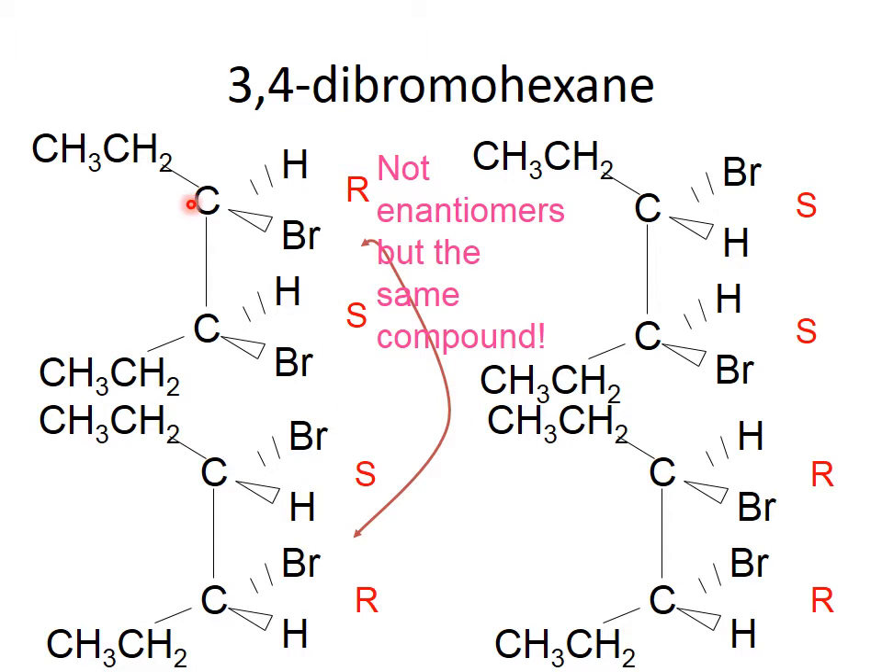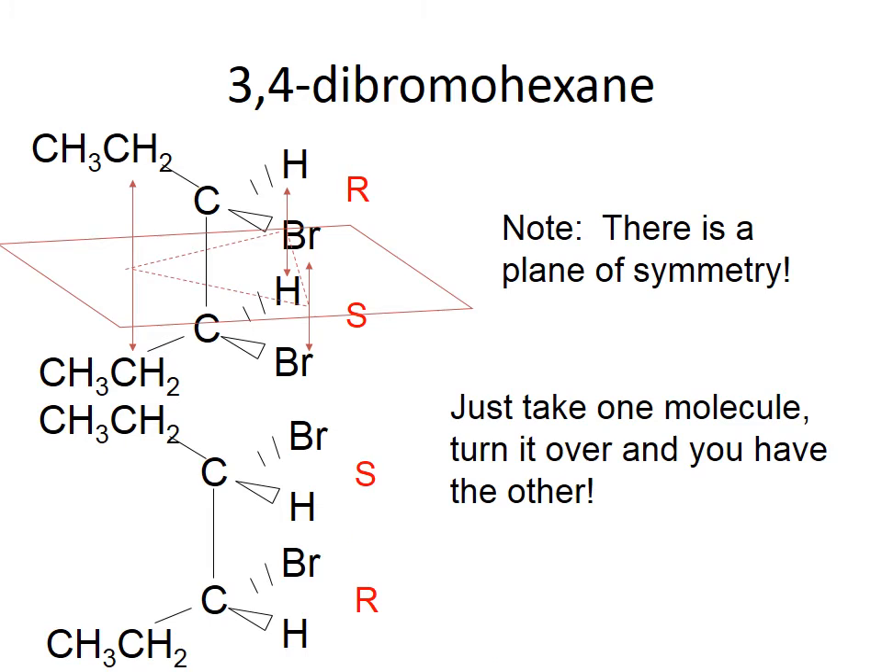This only occurs when this side is exactly the same as this side, and the R and the S are opposite. You can flip the molecule over, and because the groups are all the same on each carbon, R and S is the same thing as S and R. We call these two compounds together a meso compound. There is a plane of symmetry here. The R is a reflection of the S.